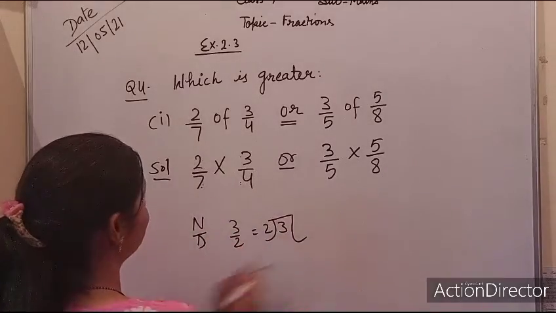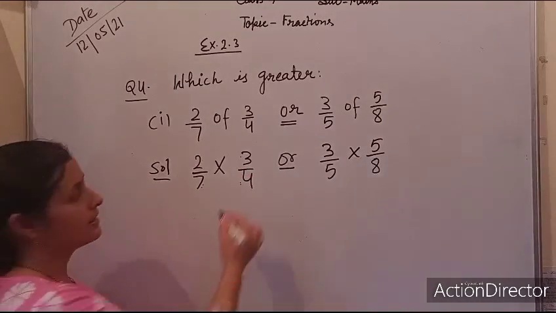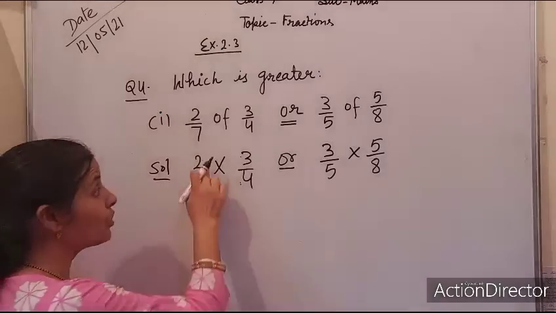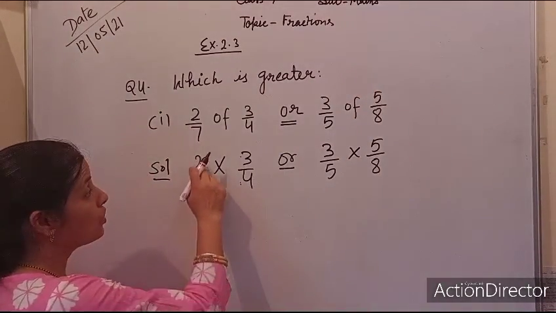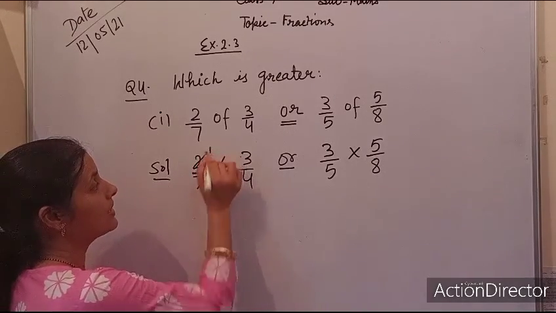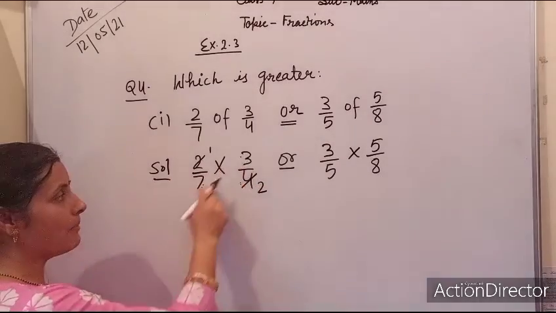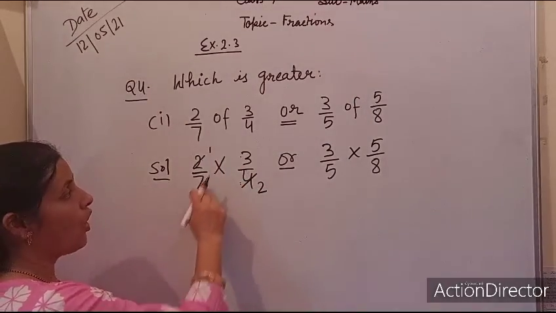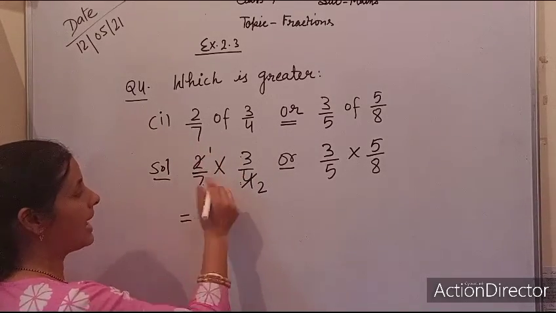Now you can see that 7 and 3 both are prime numbers. 2 is also a prime number, but easily you can see that here is 4 also. So 2 will cancel 4: 2 ones are 2, 2 twos are 4. Is there any number which can be cancelled? No. All the numbers are now prime, so we will write these numbers as they are.